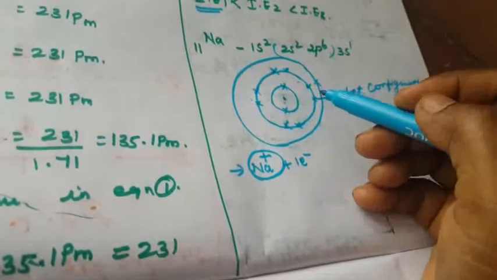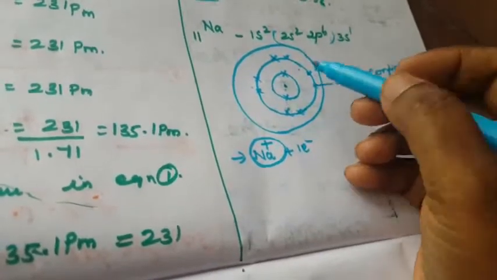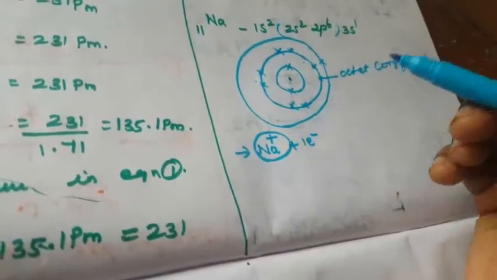So we need more energy to remove an electron from a positive ion compared to the neutral atom.